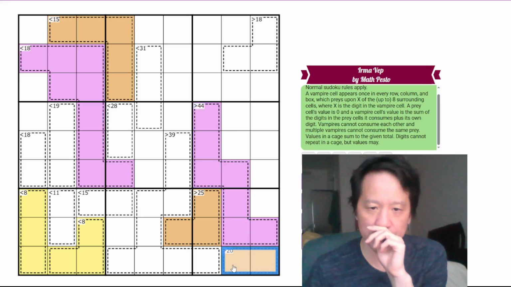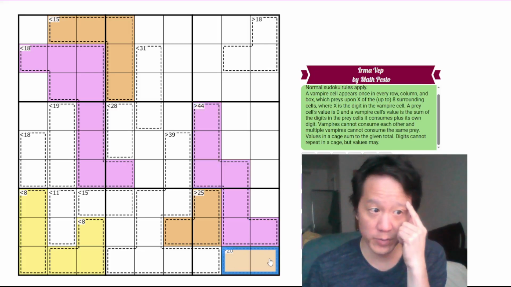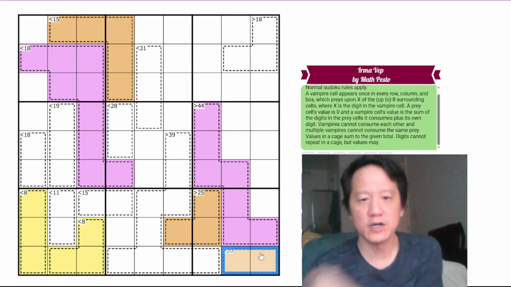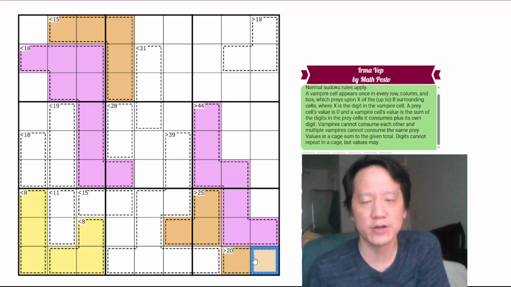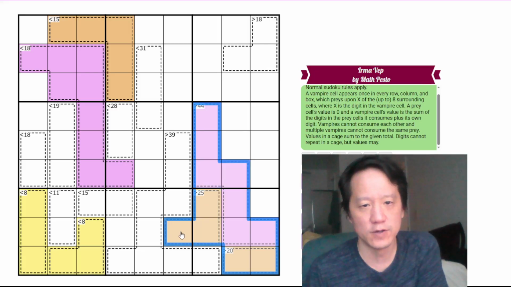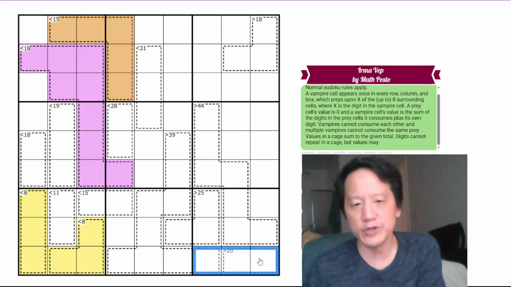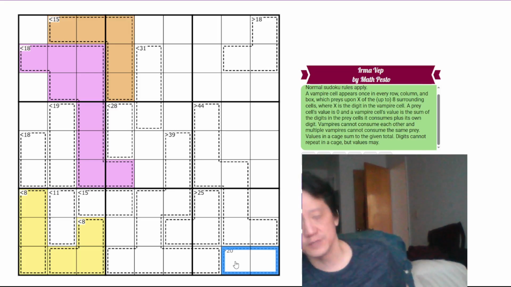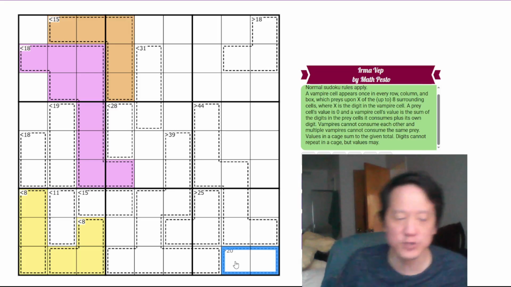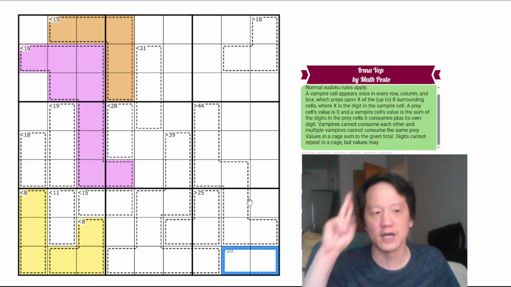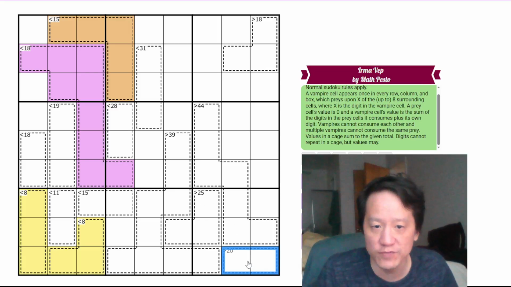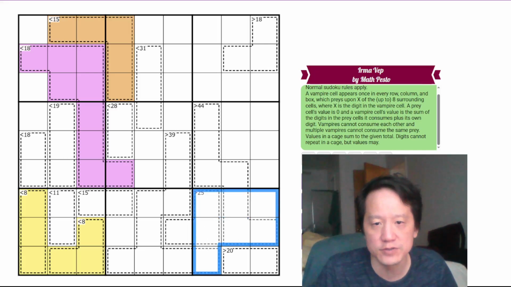Actually, the 20, one of these cells is a vampire because it has to be greater than 20, right? And the only way you get more than 20 for 2 digits, so these are very, very helpful, right? The only way you get 2 digits adding up to greater than 17, which is 8 and 9, is if one is a vampire cell. So one of these 2 is a vampire cell, which means none of these can be vampire cells.